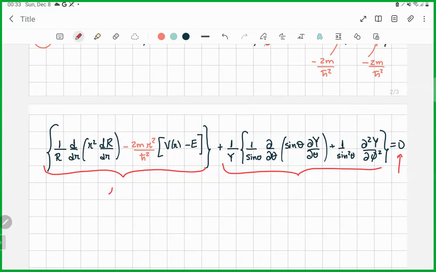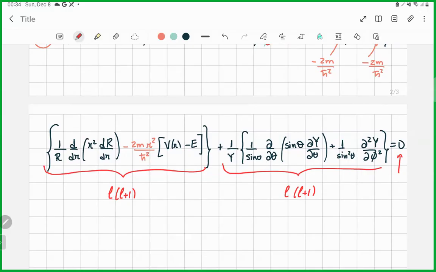So what is the constant? I'm going to call it L plus 1. For now, it's just a constant, just as when we did in chapter 2, we called it E. It was a constant. Later on, we found out that that E was energy. Here it is just a constant, it's L plus 1. We are going to learn later on that this is related to angular momentum, okay? But for now, it's just a constant.